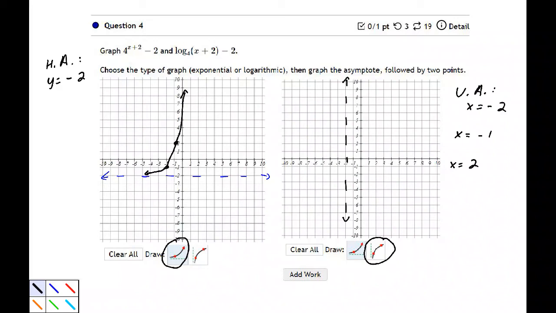Now, if I take a calculator and type in some values to get what that point would be, I'm going to have log base 4 of (-1 plus 2), close parentheses, minus 2. That is a value of -2. So since I plugged in -1 and got out -2, that would be the point -1, -2.